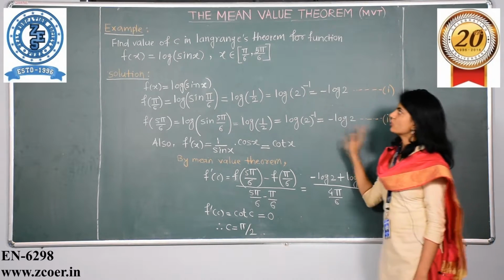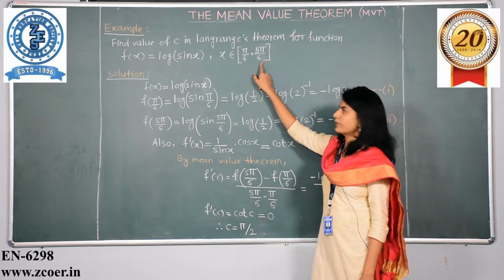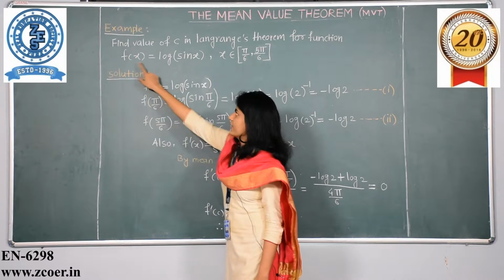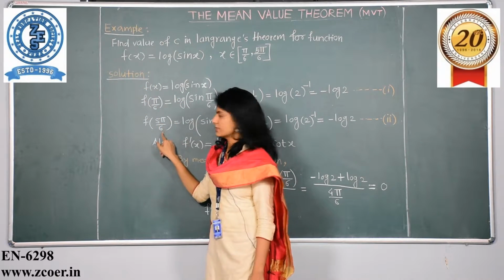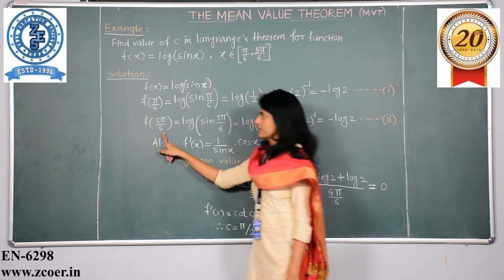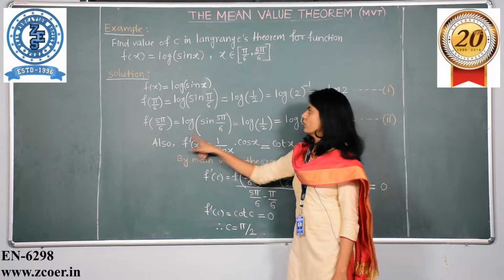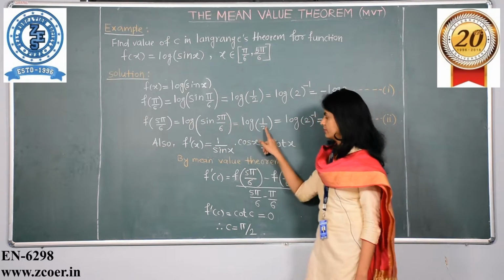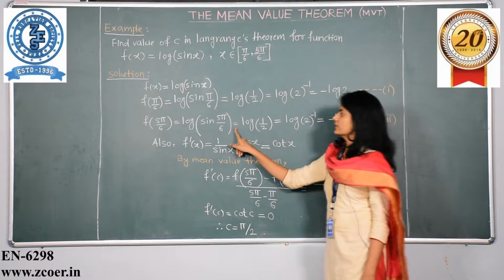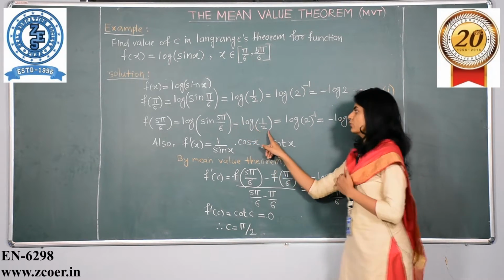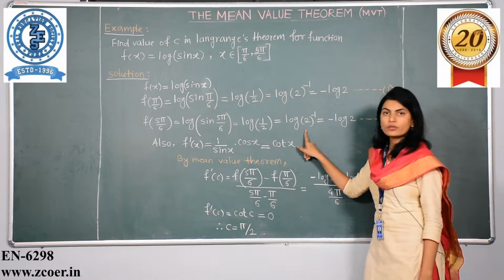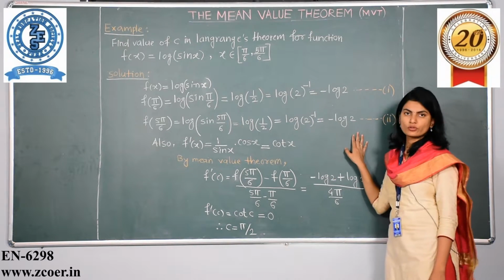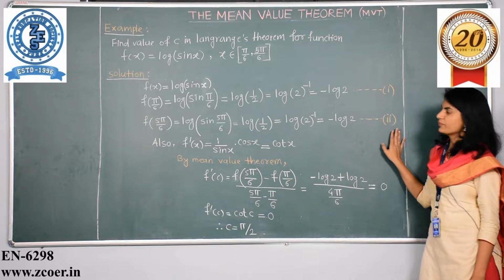Similarly we will solve for the next interval value, that is 5 pi by 6. So let us put it in the equation. Instead of x, it becomes 5 pi by 6. So f(5 pi by 6) is equal to log of sin 5 pi by 6, and the value of sin 5 pi by 6 is 1 by 2. So this is equal to log of 1 by 2, which is log of 2 inverse. Now this log of 2 inverse is minus log 2. So let us consider this as equation 2.